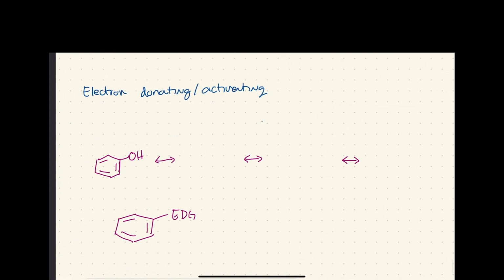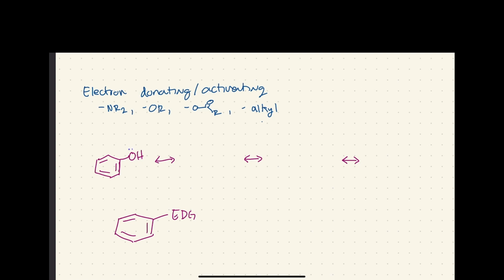Electron donating groups are known to be activating. These are going to be things with lone pairs, like amines, alcohols, ethers, even esters if they're connected at the O. Additionally, these are going to be alkyl groups because those donate electron density through hyperconjugation. These are going to be activating because they're pushing electrons or electron density into the ring.